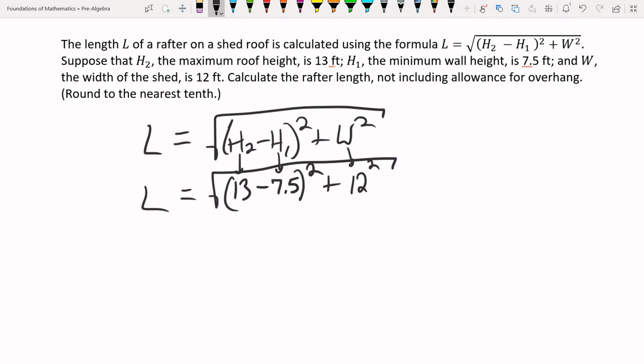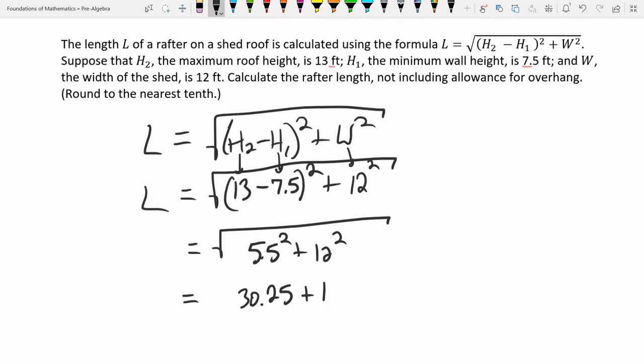Calculate the rafter length, which is L, and we have to round to the nearest tenth, and all we have to do is solve this expression here. Again, PEMDAS is always what we follow. Parentheses first, 13 minus 7.5 is the first thing we need to do. That's going to end up being 5.5. 5.5 squared plus 12 squared. 5.5 squared is 30.25. 12 squared is 144.